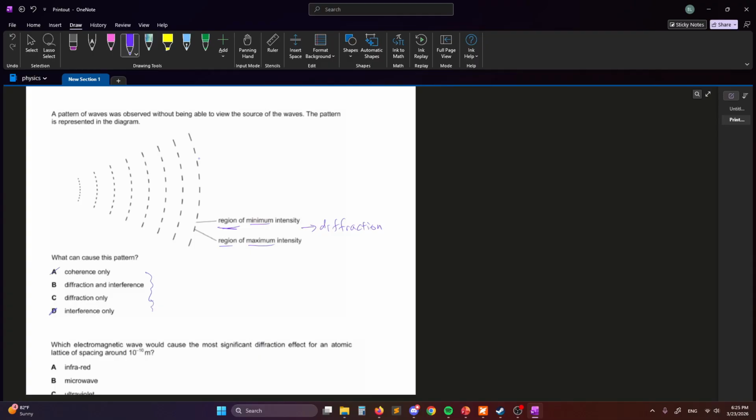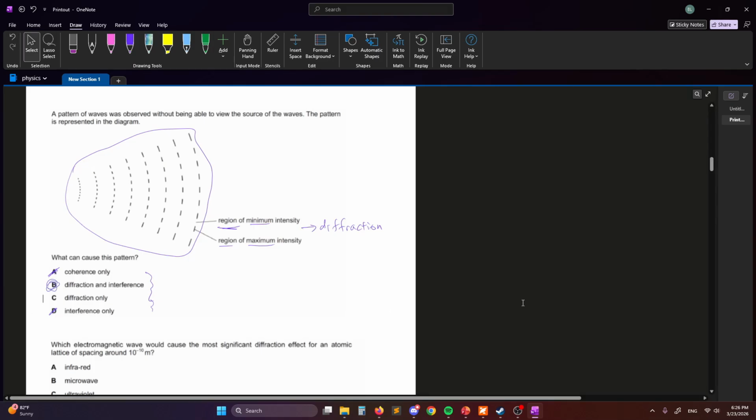So we can remove A and D. And now we have to define if these are interfered. So we can see that this is generally like one wave, right? So I would say it's like an interference. These two waves are interfered to create like a bigger net wave, right? So I would say it would be B instead of just diffraction only.